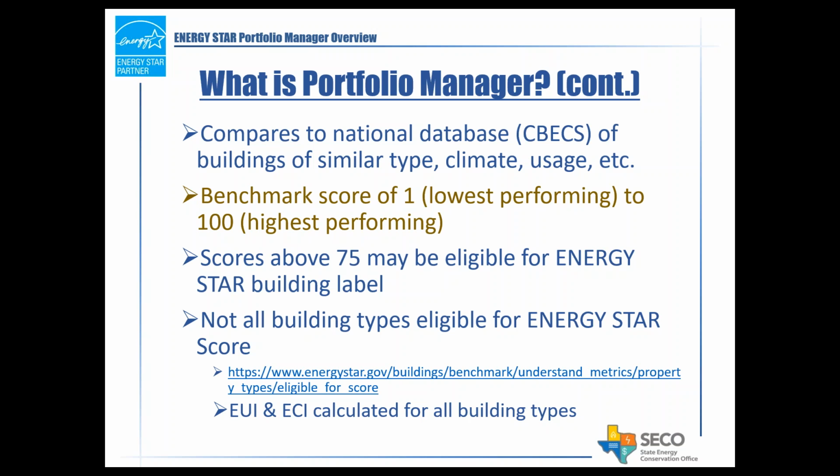So the important thing out of this one is that it gives a benchmark score of 1 to 100. So you could have a score of anywhere between 1 and 100, and it gives you that score based on the data that you have entered. Scores above 75 may be eligible for the Energy Star building label. So that's important to realize that anytime you have a building that you want to certify, and by the way, we have another session this afternoon that goes into details of the certification process, you need to have a minimum score of 75, basically.